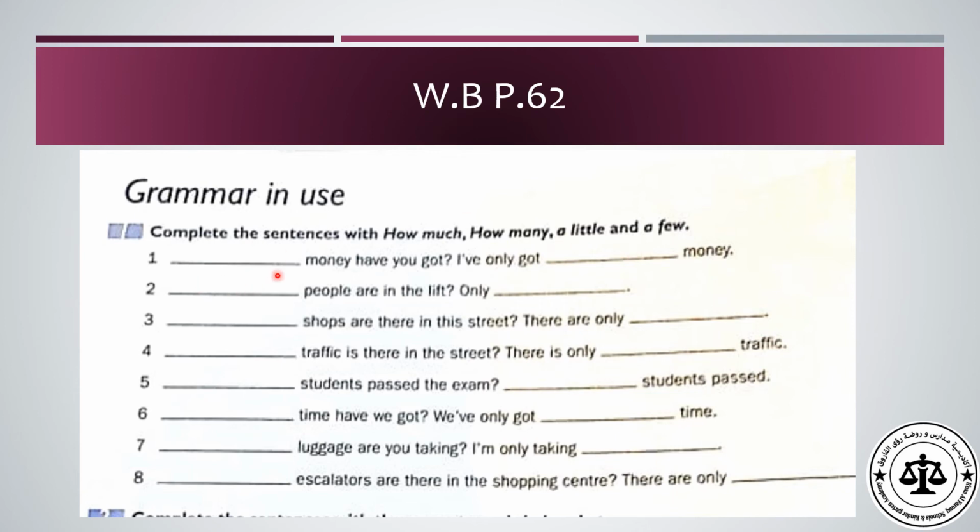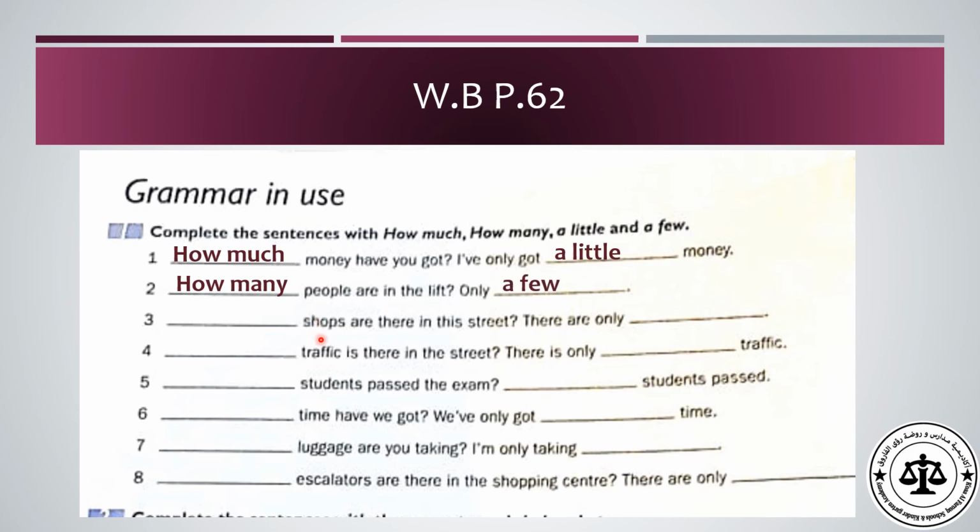Number 1, this is a question. Money have you got? Money is uncountable noun, so we use what? How much. Excellent. How much money have you got? I've only got a little money. People are in the lift. Only what? People is a countable noun, so how many people are in the lift? Only what? Of course, a few.